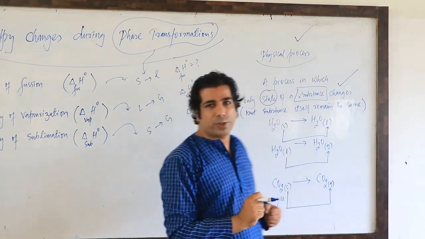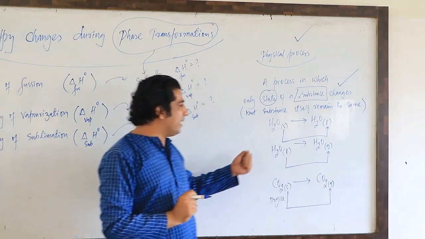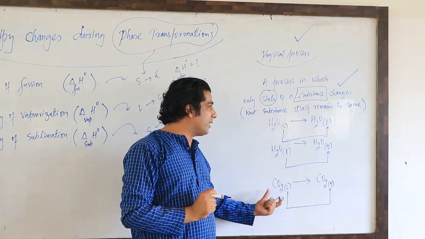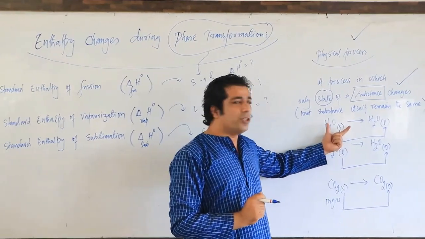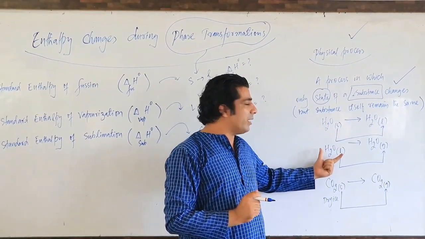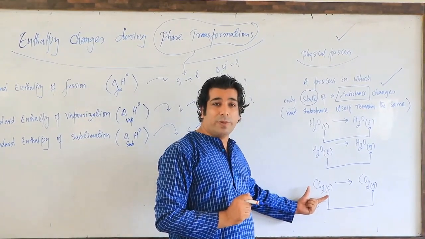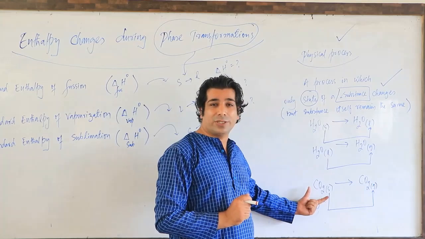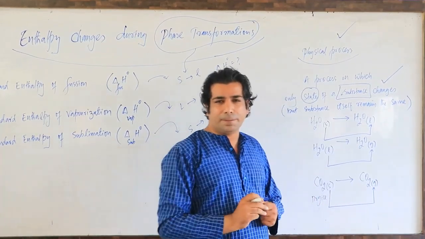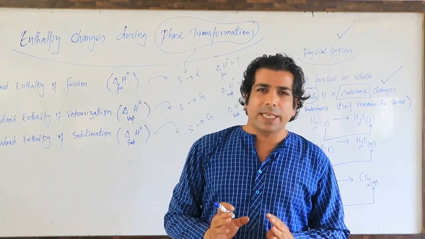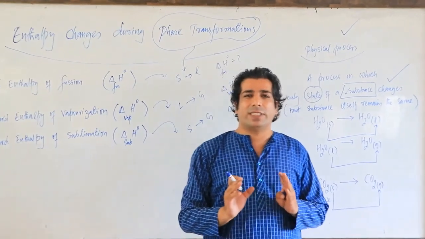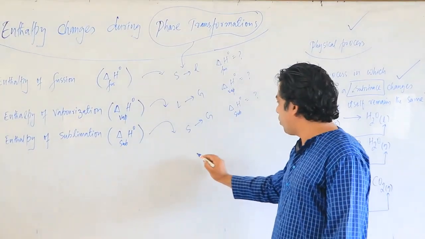I hope you have understood this. And we will be calculating for these three processes as delta H naught fusion, delta H naught vaporization, and delta H naught sublimation under standard conditions. Now you will be thinking, what is basically the standard state of a system? Let's write down that point also here.